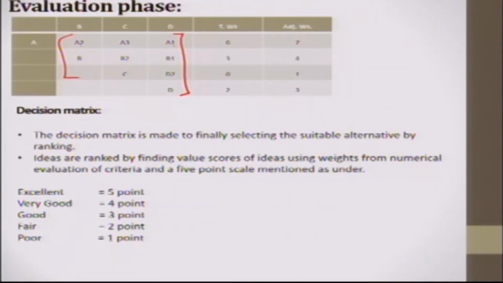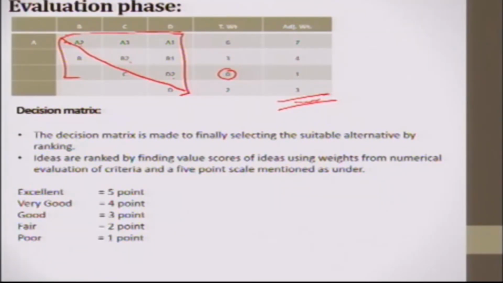2 plus 3 plus 1 is 6 for A. For B it is 2 plus 1, 3. For C it is 0. C is not at all in this triangle. For D it comes down to 2. So we add 1 and we get this adjusted weight.